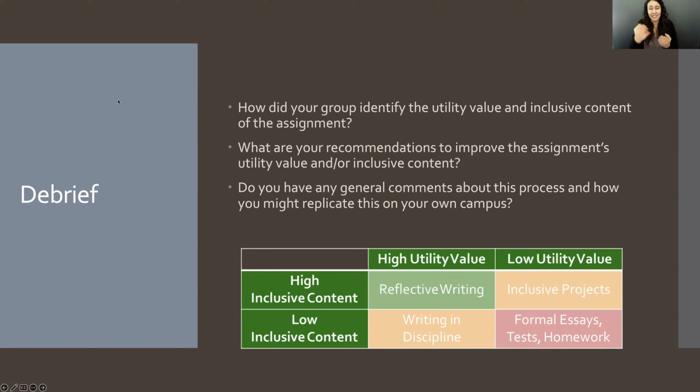Group number 3, they had a career interview assignment for careers in music. If someone from group number 3 wouldn't mind sharing, how did you rank the assignment and ways to improve that? We didn't choose a person to speak, so I will just go ahead. Okay, thank you. We decided it was both low inclusive and low utility.